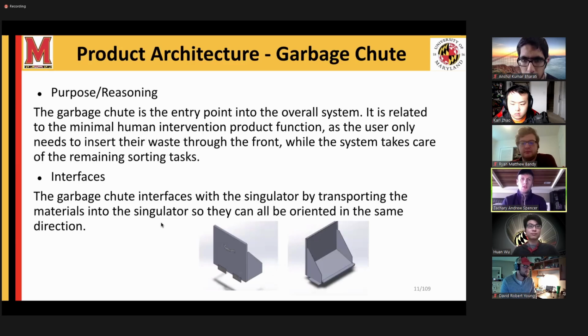The garbage chute is the entry point into the overall system. It is related to the minimal human intervention product function, as the user only needs to insert their waste through the front, while the system takes care of the remaining sorting tasks. The garbage chute interfaces with the singulator by transporting the materials into the singulator so they can all be oriented in the same direction.